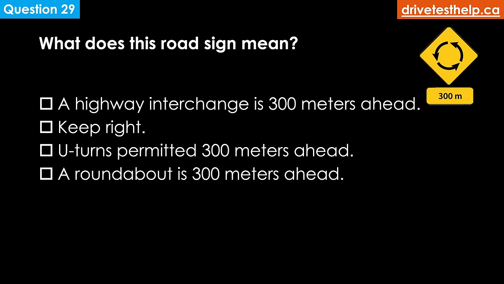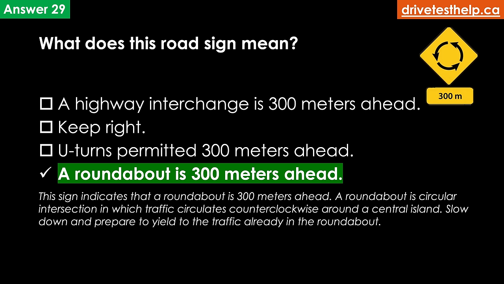What does this road sign mean? A highway interchange is 300 meters ahead. Keep right. U-turns are permitted 300 meters ahead. A roundabout is 300 meters ahead. The correct answer: a roundabout is 300 meters ahead. This sign indicates that a roundabout is 300 meters ahead.